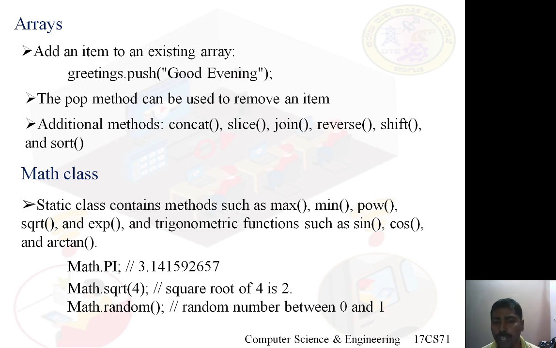Remember why we used Math dot? Because Math is a static class. Static classes can't be instantiated. To access members or methods, we need to make use of the class name itself.